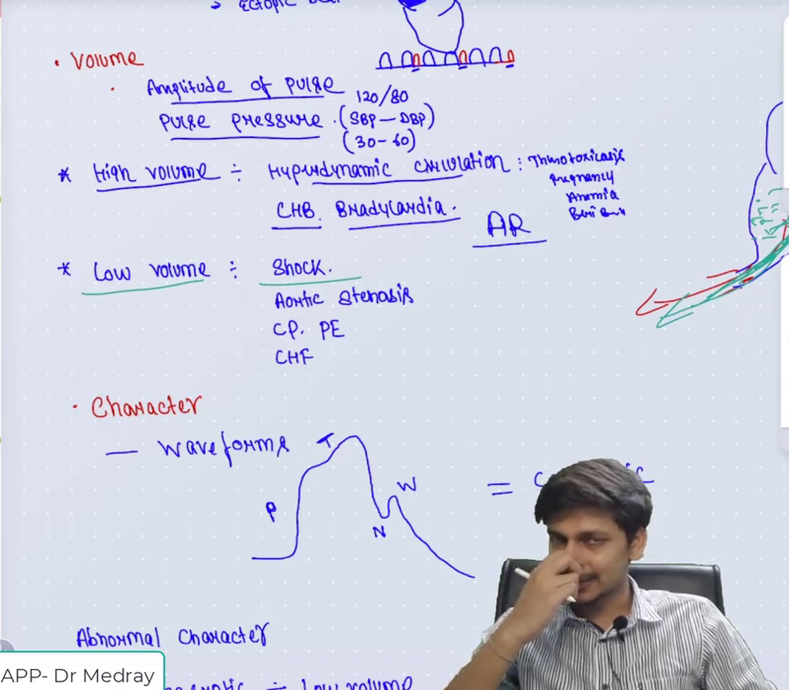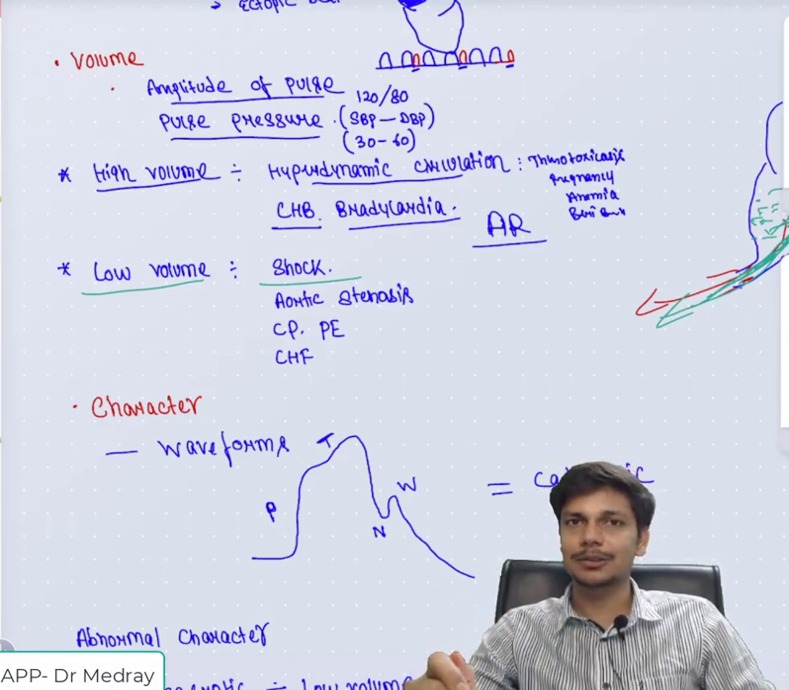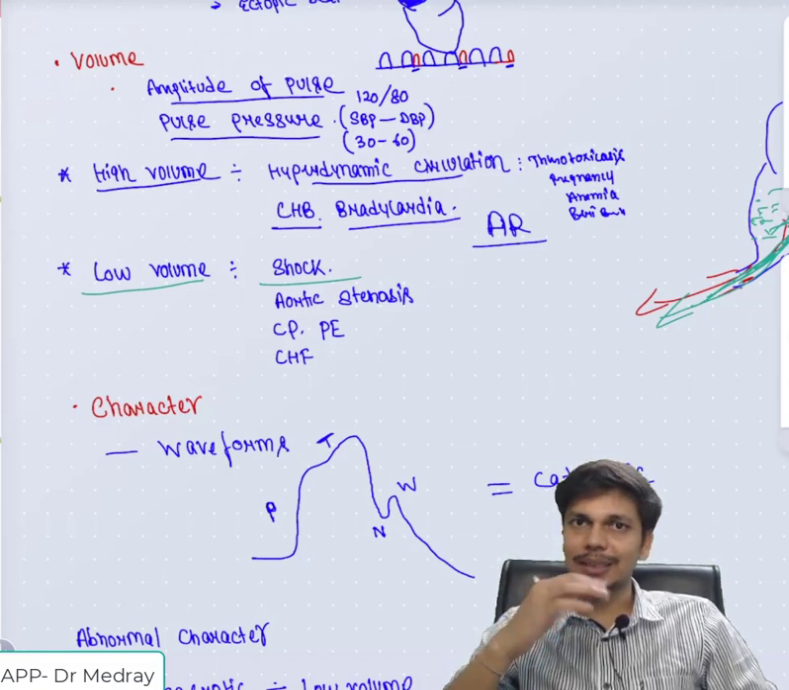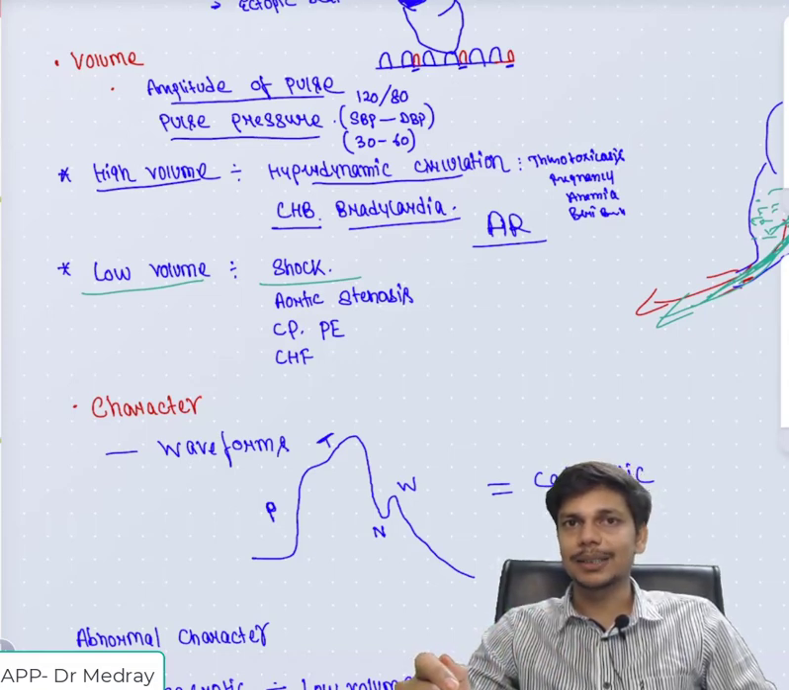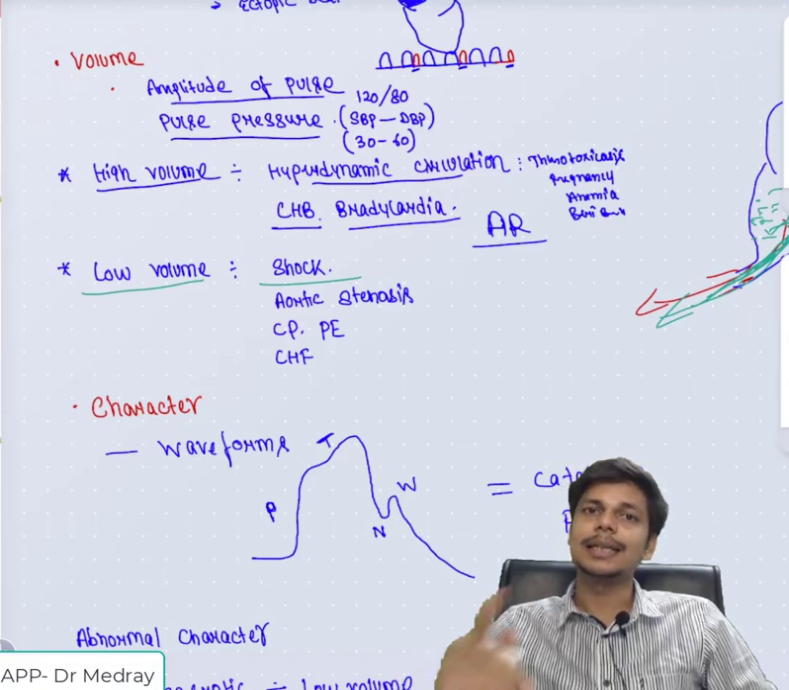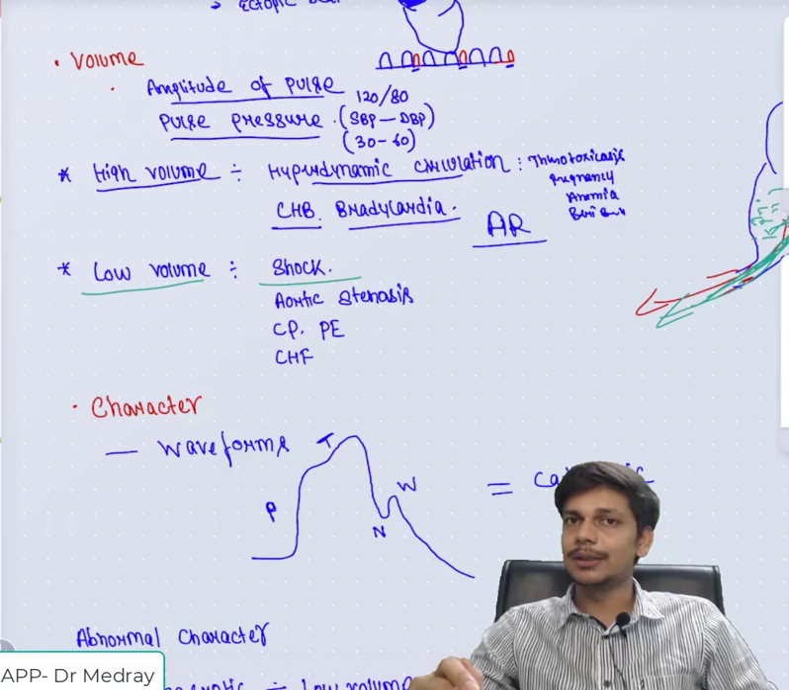So if you are checking the pulse in a patient with a blood pressure of, suppose, 80/60, you think in two ways. One is that the pulse pressure is low, the other is that the patient is having low volume pulse. So you have to think in two ways. The pulse pressure is low, indirectly the pulse volume will also be low. This is the significance of the volume of the pulse.